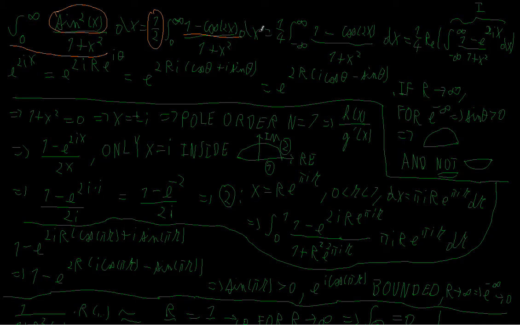Okay, and now this is an even integral here. So I can rewrite the integral from 0 to infinity as half of the integral from minus infinity to positive infinity. So at the end we have a fourth times the integral from minus to positive infinity of 1 minus cosine of 2x over 1 plus x squared, dx.